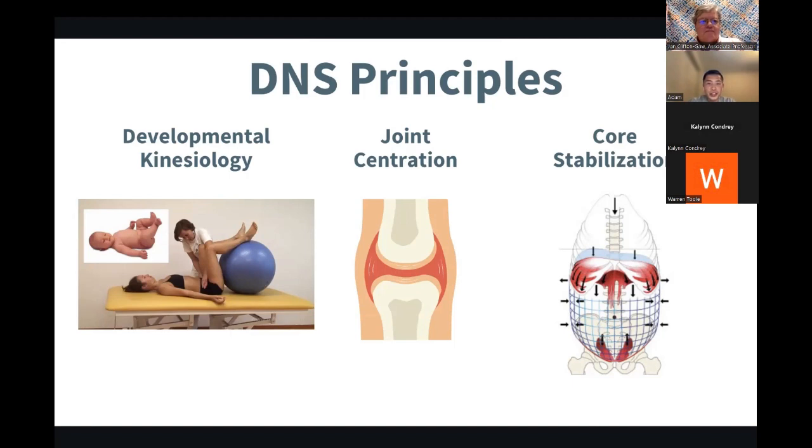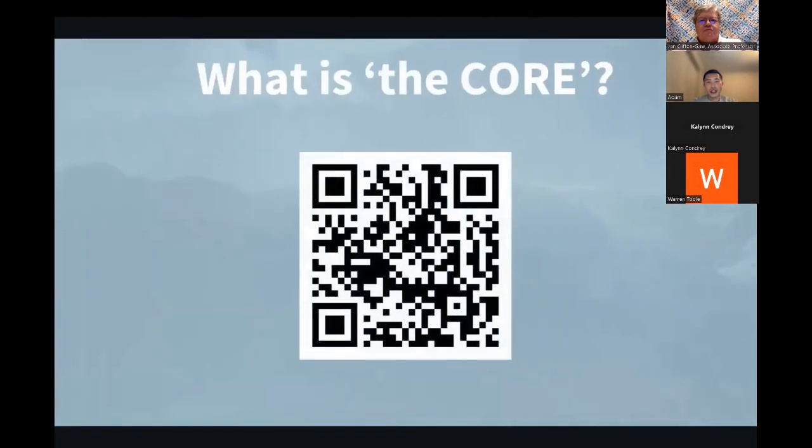Today we're just going to focus on core stabilization, because DNS is a huge topic, but the fundamental part is core stabilization, right? Now I just want to test your knowledge on what the core is, after watching the video and using your prior knowledge. So I hope you can scan the QR code. Maybe I should move this a little bit. We're good. We can scan it.